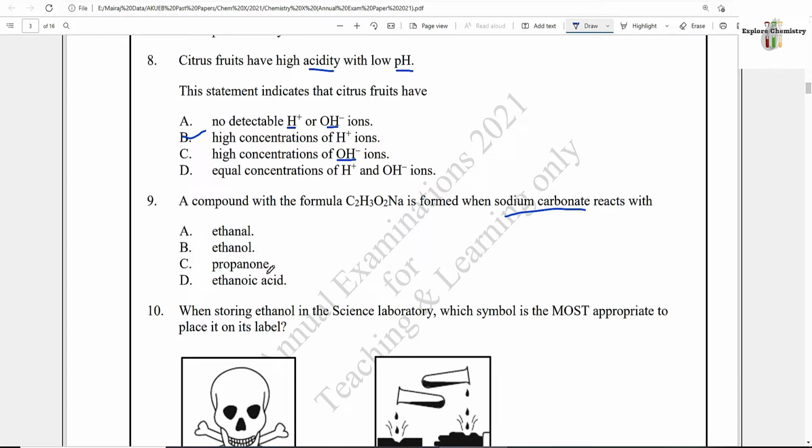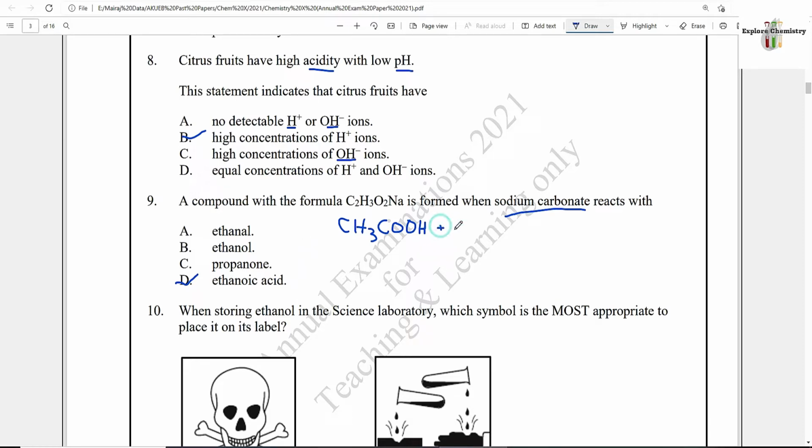Ethanol is alcohol which is not an acid. Propanone is a ketone which is not an acid. Ethanoic acid is a carboxylic acid which is an acid. So this is the correct answer. Actually, this formula is sodium acetate. Ethanoic acid is acetic acid. Formula is CH3COOH. This is ethanoic acid or acetic acid.